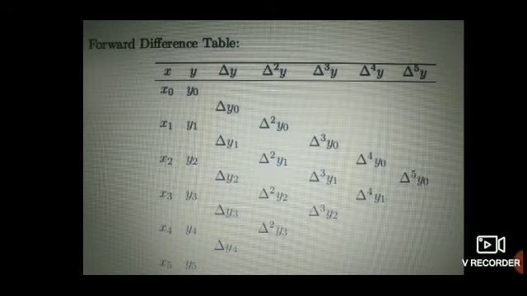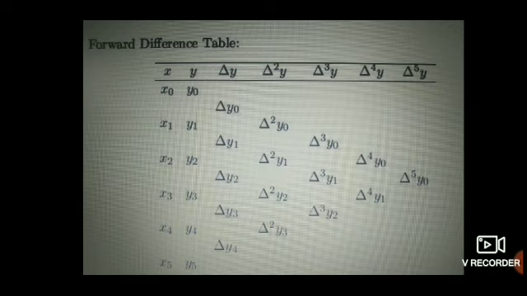Next, delta power 4 y, that is delta cube y1 minus delta cube y0, we denote as delta 4 y0. Delta cube y2 minus delta cube y1 we denote as delta 4 y1. Finally, delta 4 y1 minus delta 4 y0 we denote as delta 5 y0.